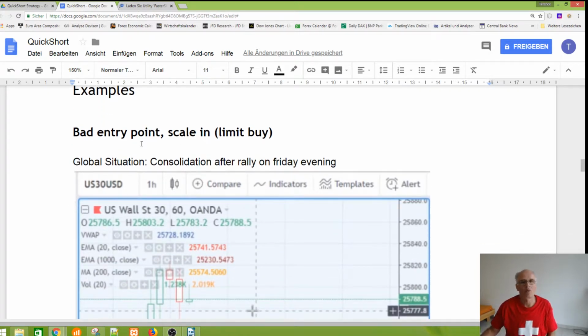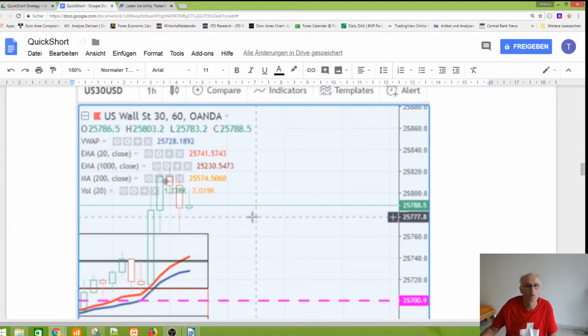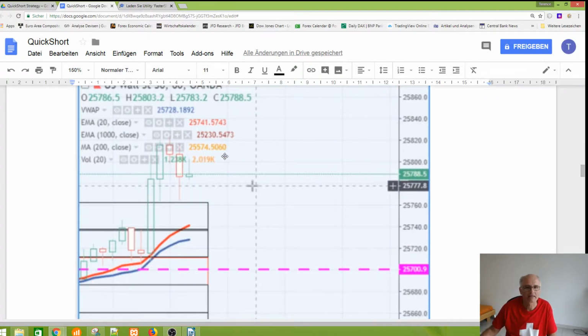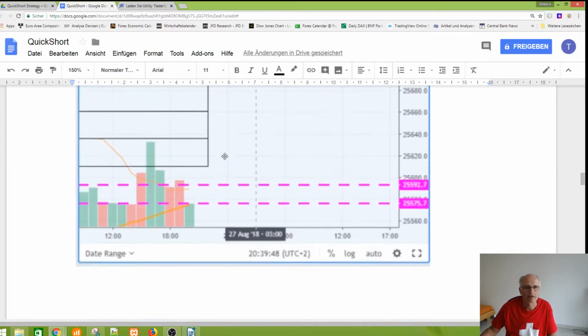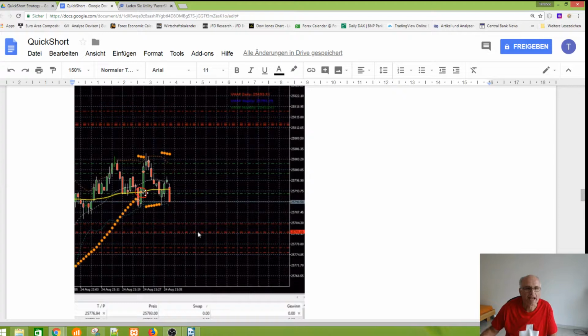I made one yesterday. The global situation on Friday evening was a massive rally up in the Dow, and now it is going down. We have 2 red hourly candles on Friday evening, and you see I entered here. It's a bit too deep, a bit below the middle Bollinger Band. It would have been better to enter here.